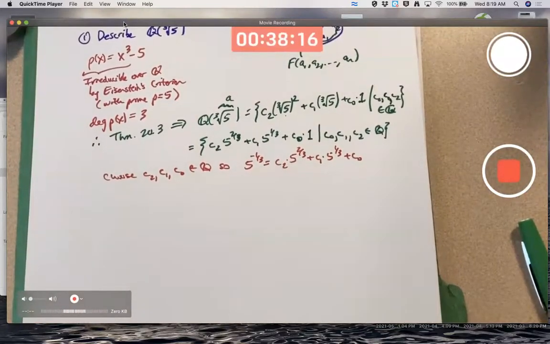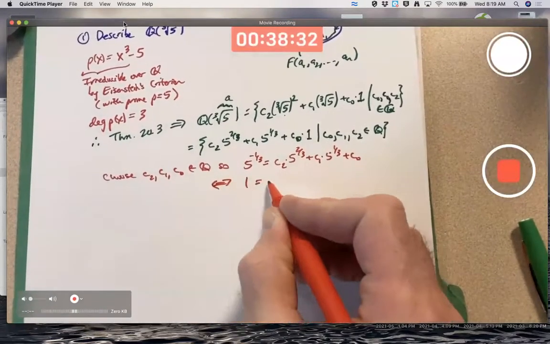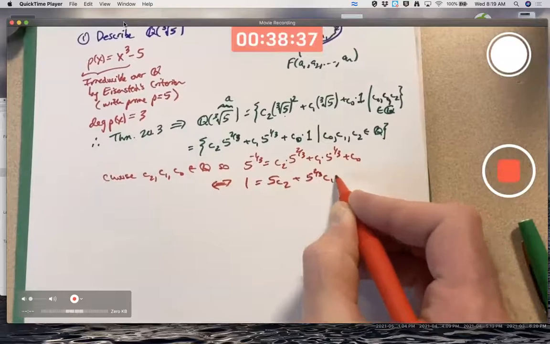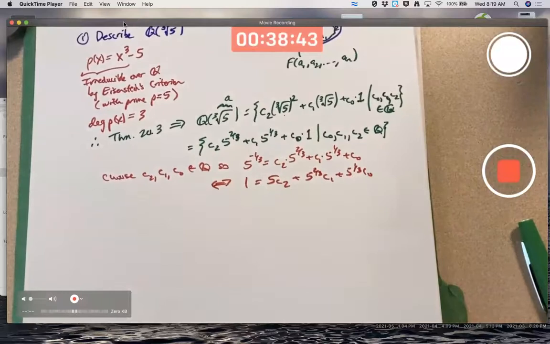If I was going to try to solve this for C2, C1, and C0, I guess maybe I'd multiply both sides by 5 to the 1/3. That might be a good idea. That would be equivalent to 1 equals 5C2 plus 5 to the 2/3 C1 plus 5 to the 1/3 C0. Oh, but is that really that much easier? Doesn't look so easy still.